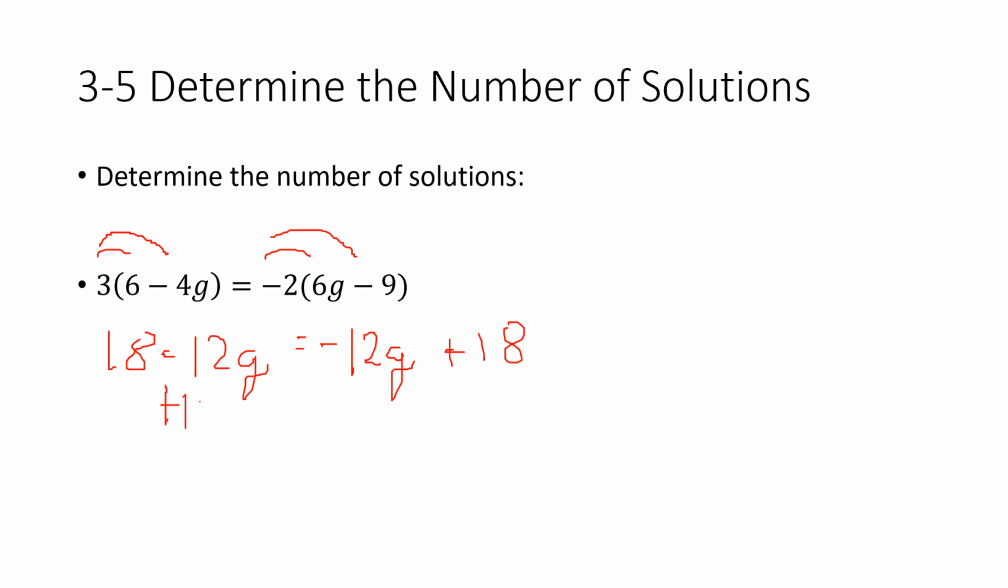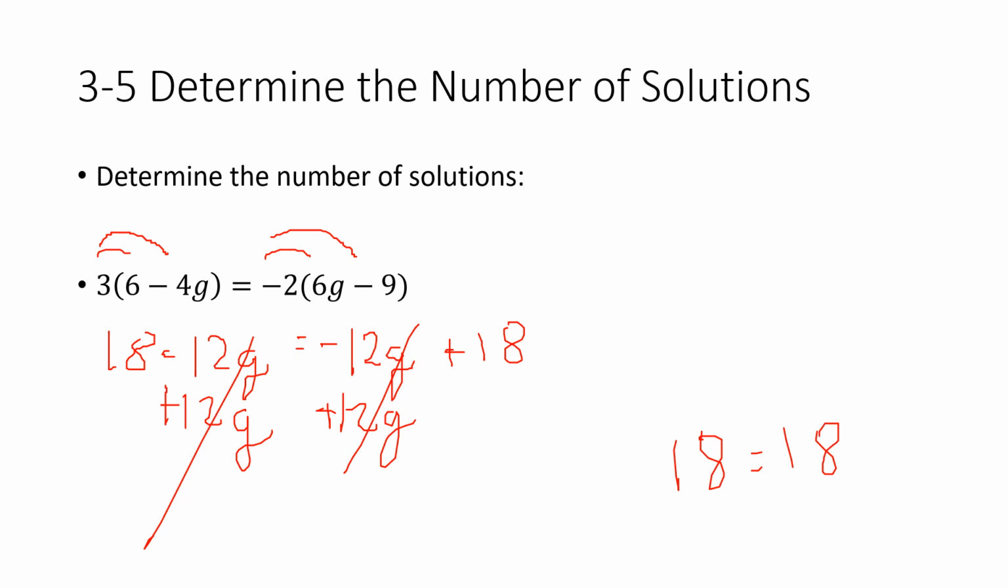So at this point, you're going to want to combine your variables. Opposite of minus 12 is plus 12. Plus 12. Well, our variables cancel on both sides. We are left with the statement 18 equals 18. Well, that's a true statement.